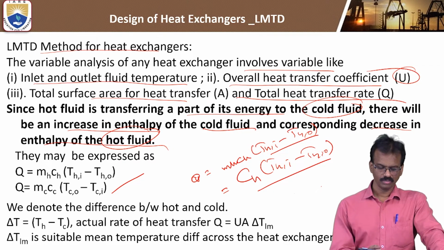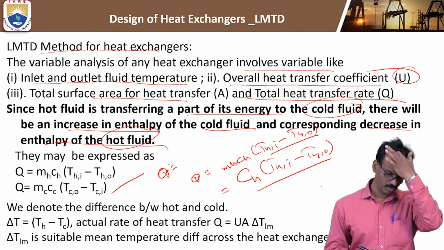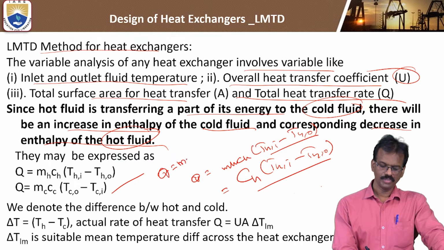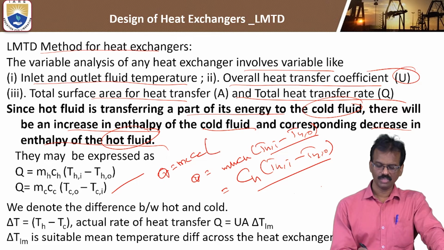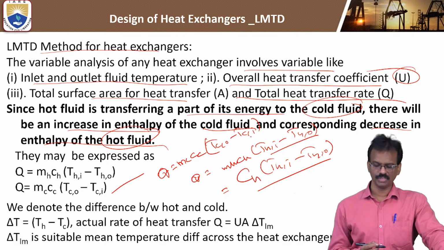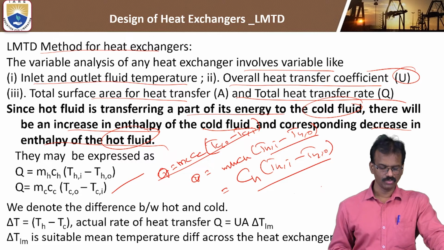In a similar way, Q is equal to, for the cold fluid, m_c, the cold fluid mass flow rate, into the specific heat of the cold fluid into the temperature difference. T_co is always greater than T_ci, so the temperature difference of the cold fluid is T_co minus T_ci. So these are the energy formulas we have to consider in this LMTD method also.